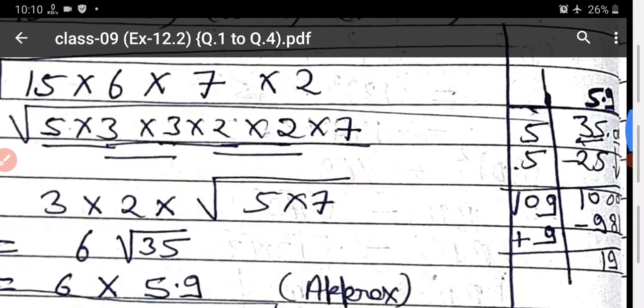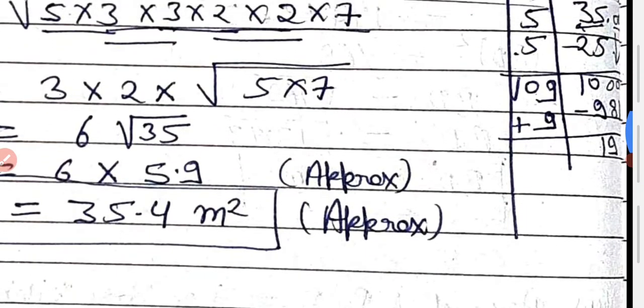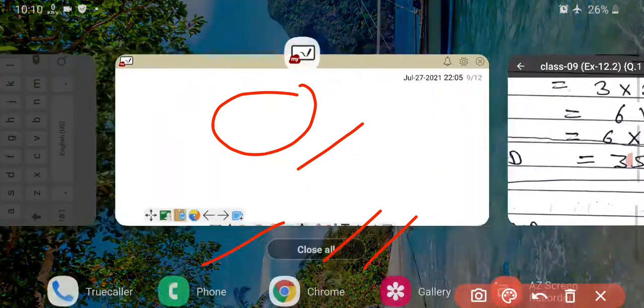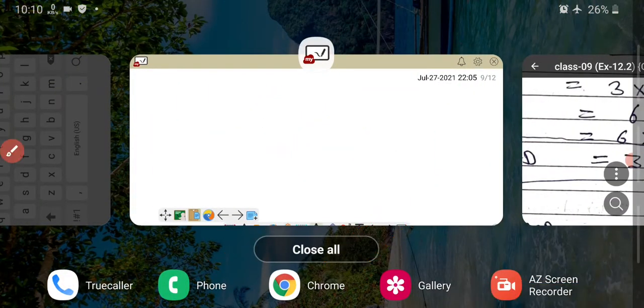I am solving under root 35 here. You will get 5.9 approx. So right here 6 into 5.9. When you multiply you will get 35.4 meter square. So this question you already solved in class 8. The question is about that one. You have to find the square root by using the long division method. I am going to explain in short about this method.